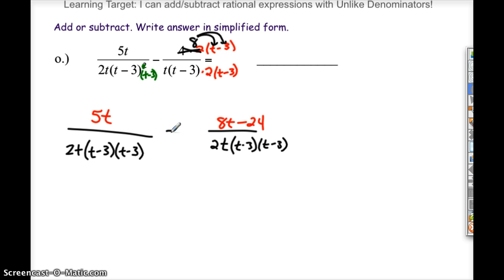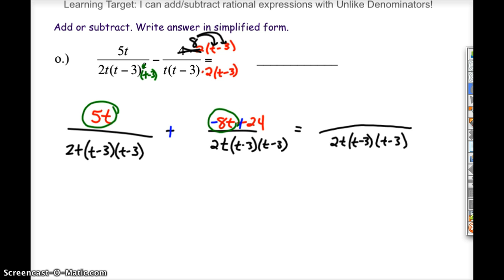Now we've got subtraction in the middle, so think about changing those signs. Okay? And then we can just simply add like terms. I don't know why I keep doing this downward slant. So 2t, t minus 3, t minus 3. That's on the bottom. So now adding our like terms on the top, 5t and negative 8t. What will that add to? That will add to a negative 3t. And then I just have to bring over that plus 24.